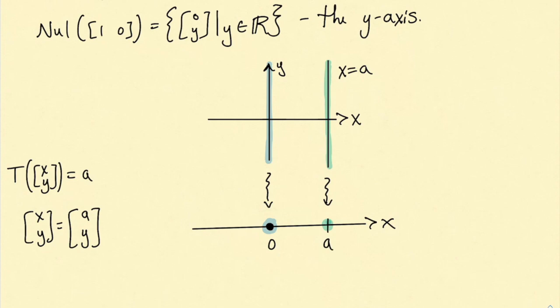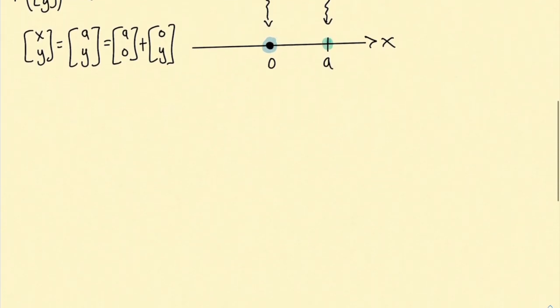In particular, we can see this explicitly from the algebra by breaking apart the line x equals a as not the vector (a, y), but as the vector (a, 0) plus the line (0, y), where y is the variable and a is simply a fixed number. So this intuition is very useful in spaces where it's harder to sketch a picture.